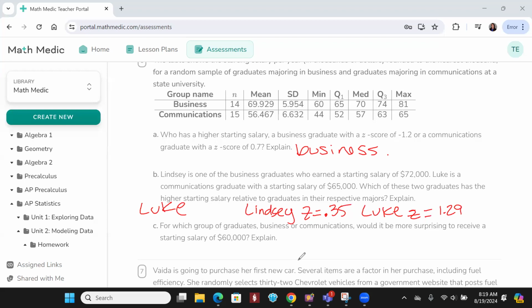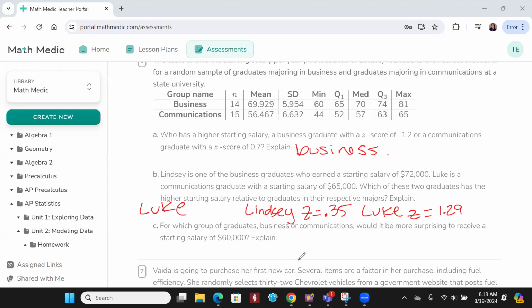Okay, that's okay. Remember, z-scores allow us to compare two things that have two different means. So that makes it a little bit more of a stronger explanation. Does that make sense? So you didn't say anything wrong. It's just not as right.